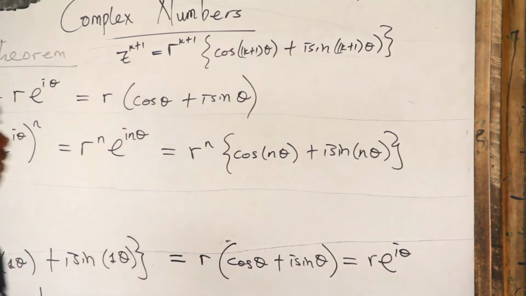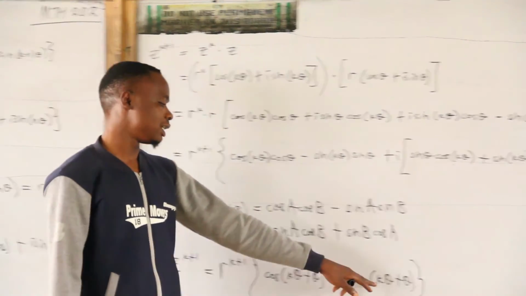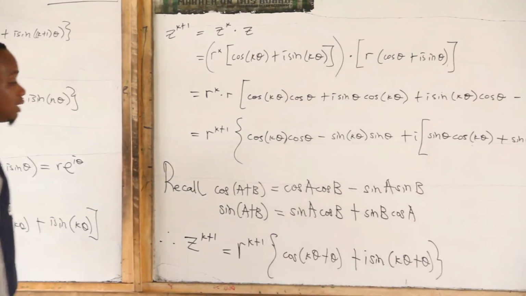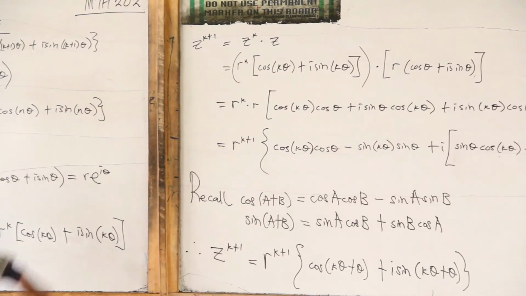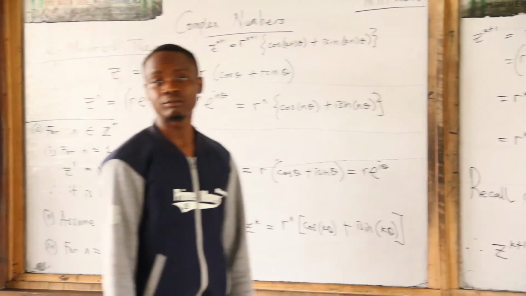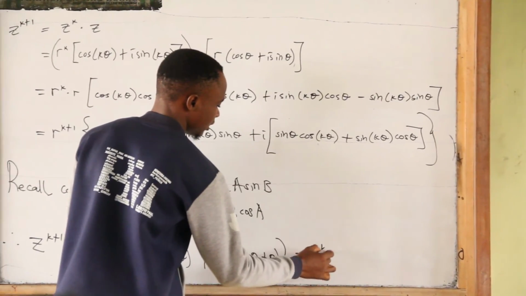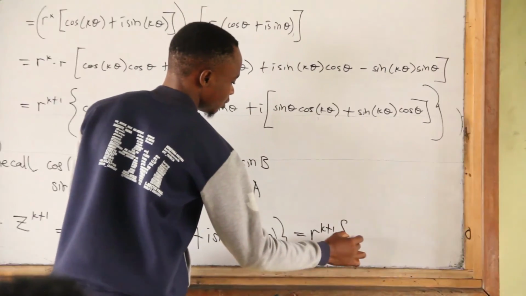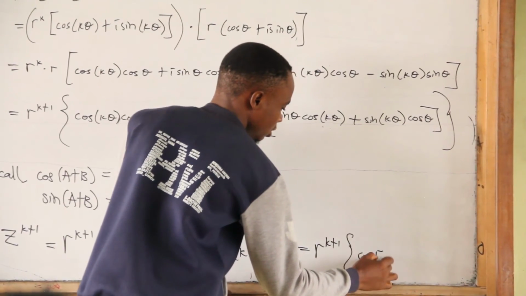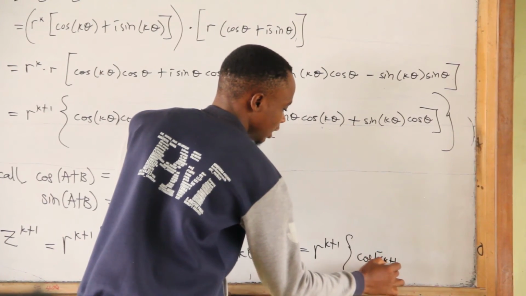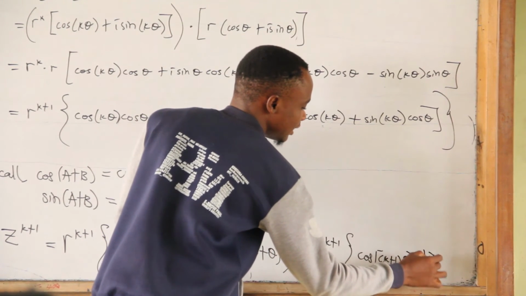So to arrive at that now, I just need to factorize theta from this argument. That will establish that it is indeed true for n equal to k plus 1. Is it clear? Alright, so this is going to give me r raised to power k plus 1 into cos k plus 1 theta, plus i sine.